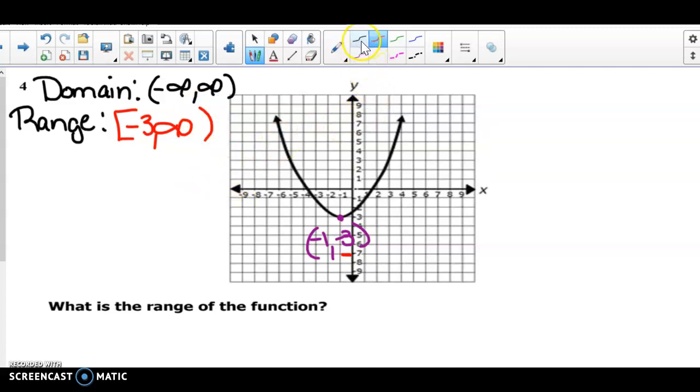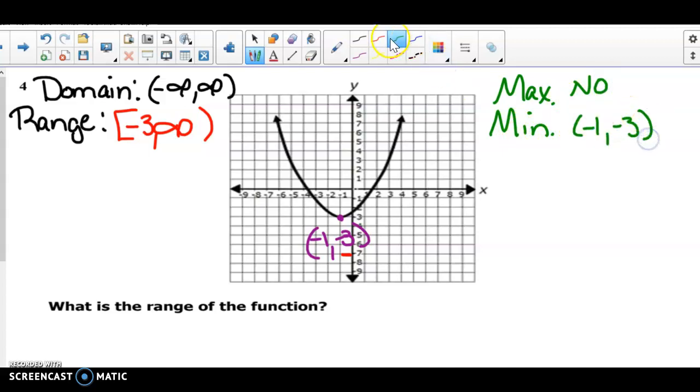If we talk about relative maximums or minimums, we're looking at turning points. This graph does have a turning point where it stops moving down and turns and starts to move up. So this is a low point. So there is no maximum point for this one, but there is a minimum located at the point -1, -3, and more importantly, the minimum is located at -3 on the y-axis.